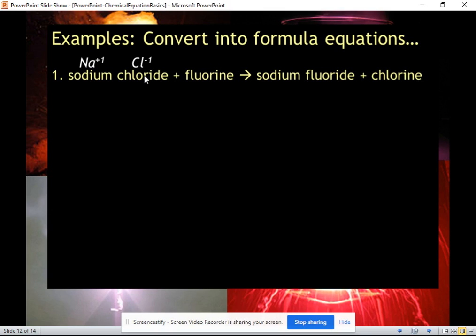So it's got to be ionic. So I have Na plus 1, chlorine minus 1, cross charge those, 1 and 1. There's my first formula. Most of you know that.